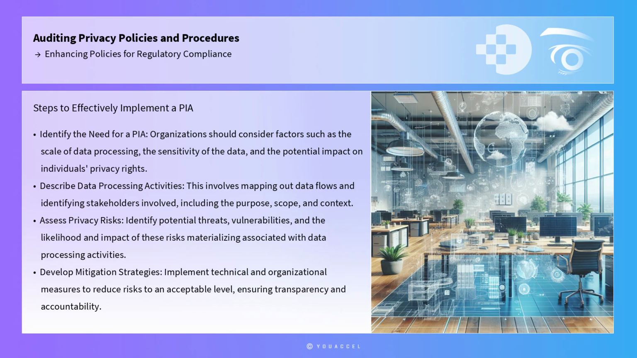Following this, organizations must assess the privacy risks associated with the data processing activities. This involves identifying potential threats, vulnerabilities, and the likelihood and impact of these risks materializing. Once risks are identified, organizations should develop mitigation strategies, such as implementing technical and organizational measures to reduce risks to an acceptable level. Finally, it is crucial to document the PIA process and outcomes, ensuring transparency and accountability.